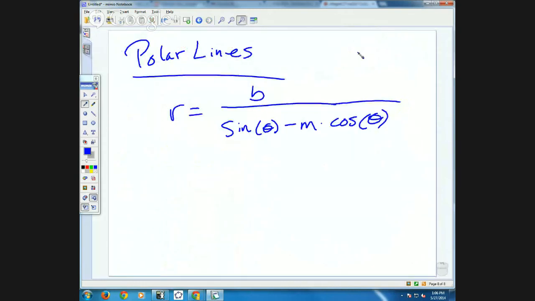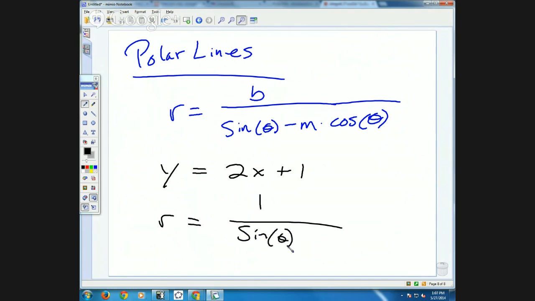Okay, so that's a line. So for example, if I wanted to graph the line y equals 2x plus 1, then that means r would be 1 over the sine of theta minus twice the cosine of theta. So all you need to know is b goes in the top, m is minus cosine in the bottom, and the sine's there.